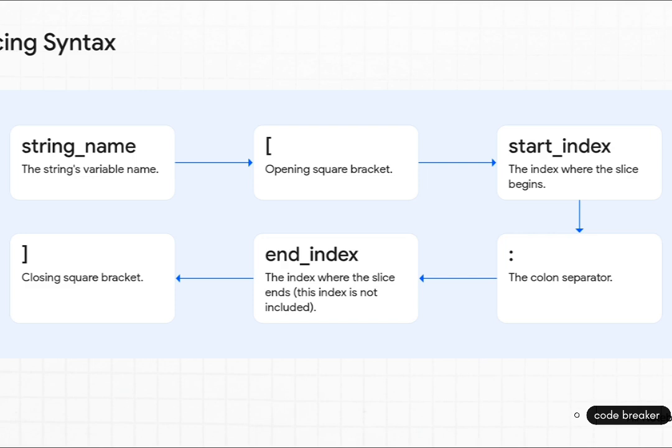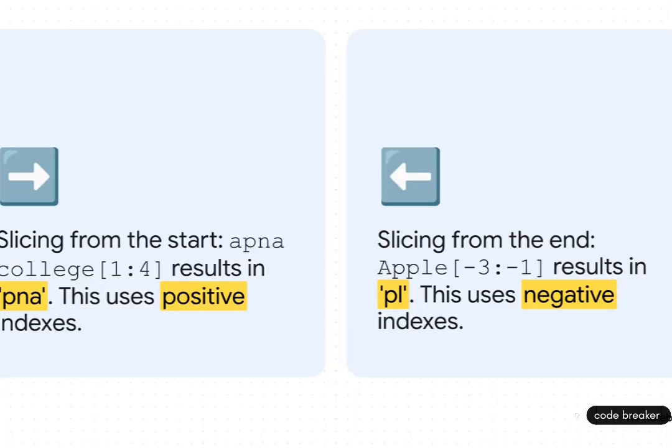It stops right before it gets there. This is where slicing gets really cool. You can count from the beginning with normal positive numbers, like on the left. But you can also count backwards from the end using negative numbers. This is an insanely useful trick.